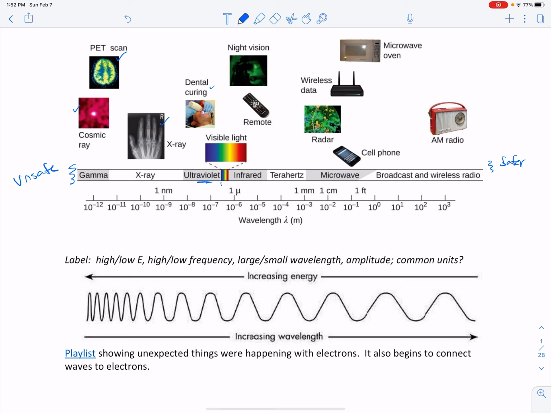Do you see how small visible light falls in the whole range of all of the different lengths of wavelengths? We've got our night vision, remote controls, wireless data, radar, cell phone, AM radio. And over here we have our microwave oven. A lot of people wonder about microwave ovens because we know they're not safe, and that has more to do with what the microwave oven does. It rotates molecules in a way that causes a lot of energy to build up in the cells.